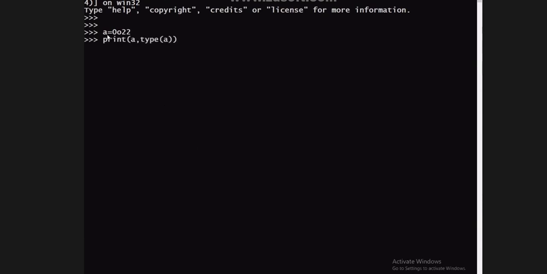Even though we represented octal data, it is printed in the decimal number system. It is of type int only. 18 is the decimal number system data. So class int is going to be the class representing this 18. Here I'm writing 18 is the equivalent value of this 22, decimal number system data. This is called decimal number system data.